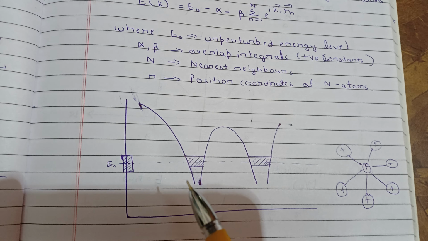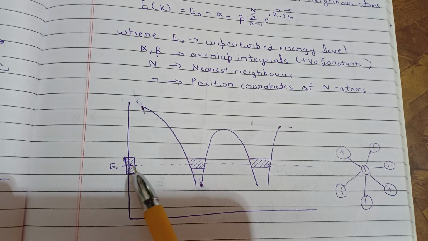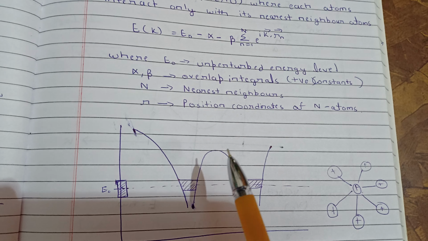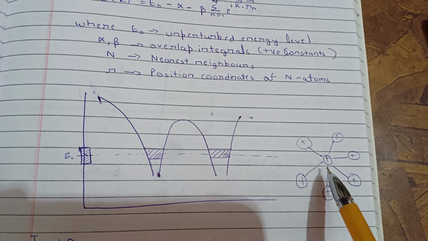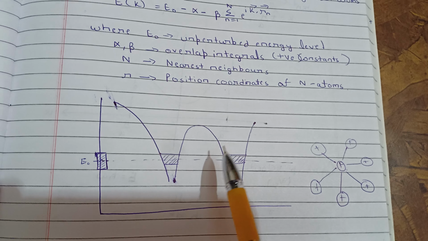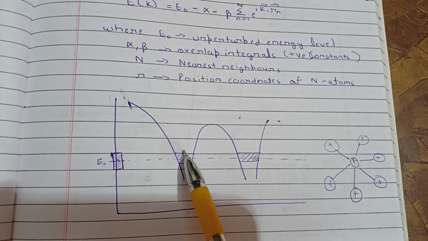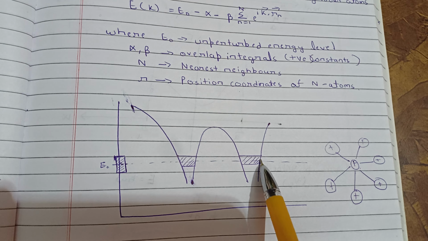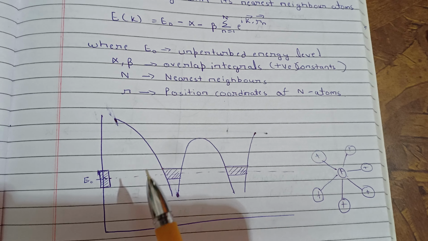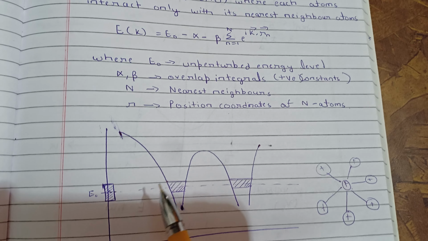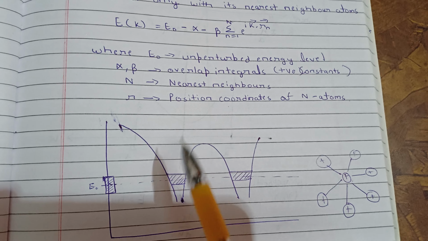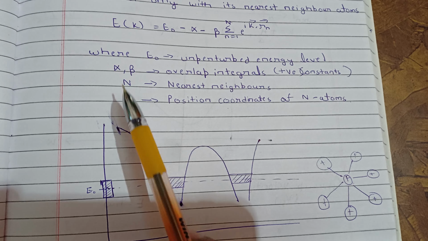See, if there is only one atom, then we will have an E naught energy level which is unperturbed. But when there are interacting atoms like this, these are neighboring atoms, then their orbitals will overlap and we will see this spreading of the band as we already discussed. So this spreading will give us a band of energy. When there was no spreading, we call this the unperturbed energy E naught. And because of this spreading, we get this alpha and beta.